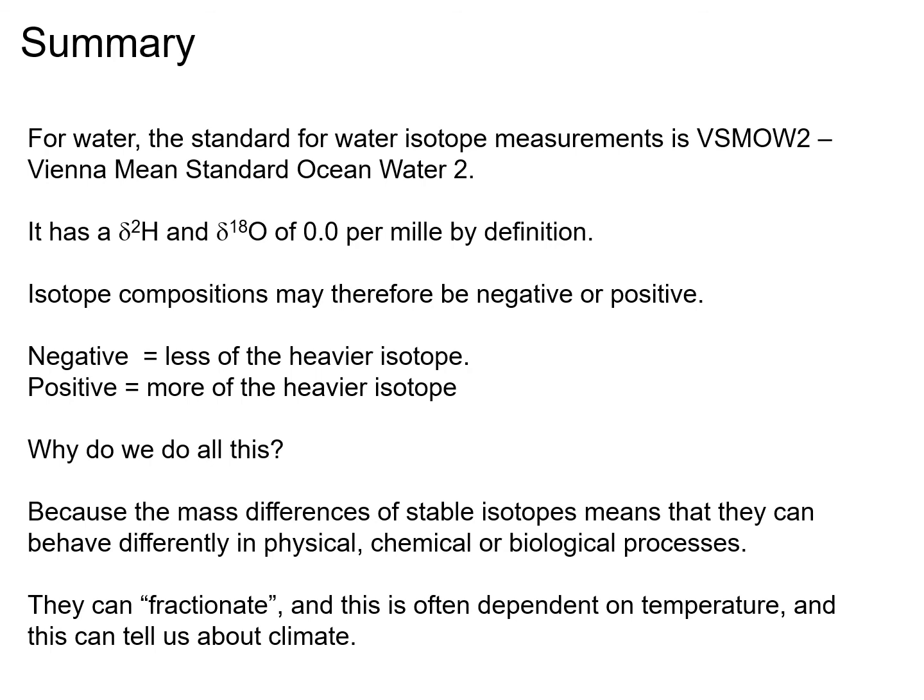So if you're happy with how the isotopes work, what they are, what the per mil symbol means, what the delta symbol means, then you can go off and start looking at the examples of how scientists have used this in the past to try and work out past climate changes and current environmental processes.